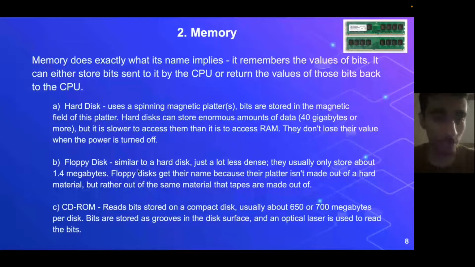Second is floppy disks. Floppy disks are similar to hard disks, just a lot less dense. They usually only store about 1.4 megabytes. Floppy disks get their name because their platter isn't made out of hard material but rather out of the same material that tapes are made out of. Third is the CD-ROM. It reads bits stored on a compact disk, usually about 650 or 700 megabytes per disk. Bits are stored as grooves in the disk surface, and an optical laser is used to read the bits.